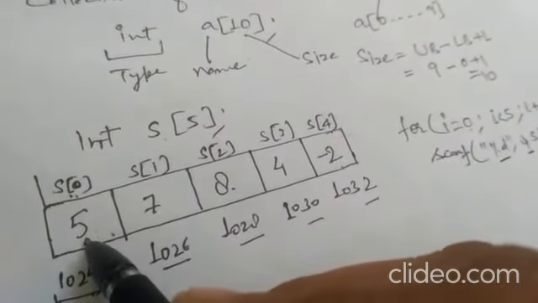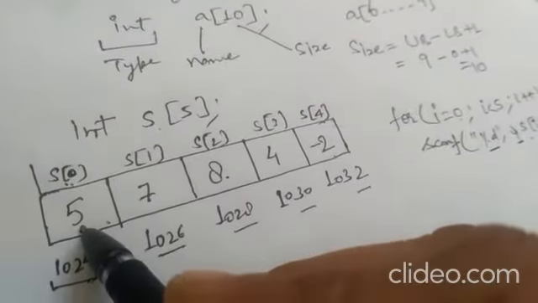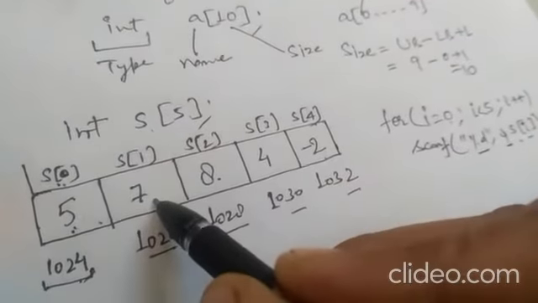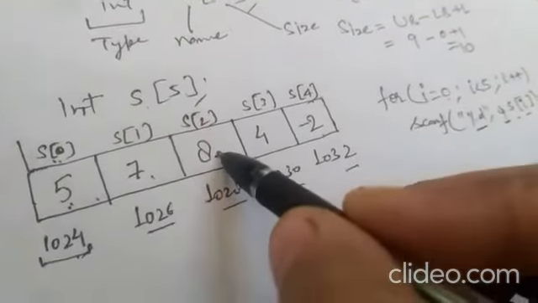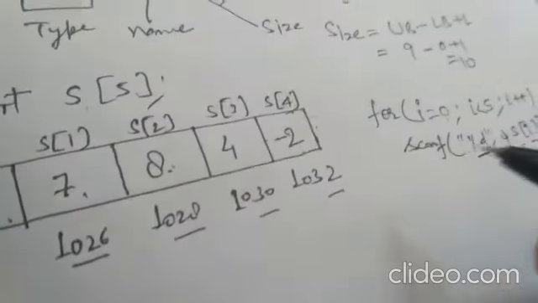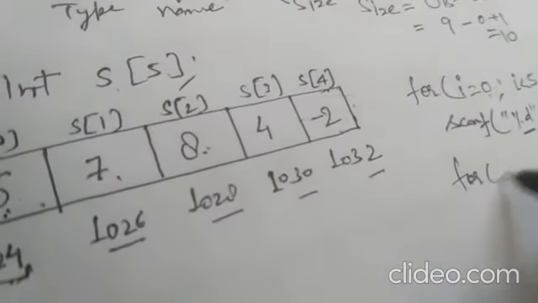Then I plus plus means s1, so the value coming from the keyboard must be stored at the address of s1, so it will come here, and so on, s2, s3 and s4. So all these values will be scanned like this. Similarly, we can print all these values.